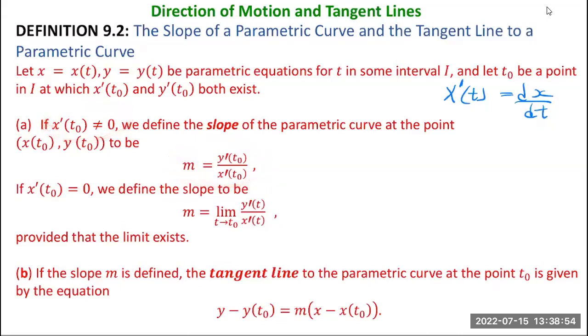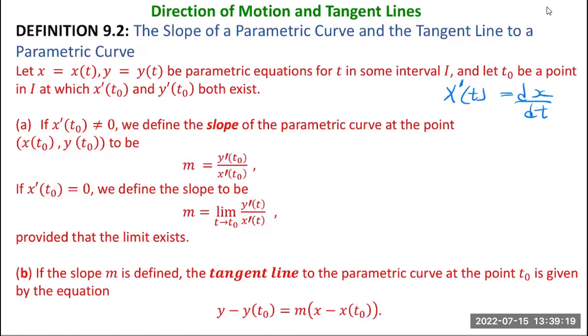But what happens if x prime of t naught is equal to 0? Then here is how you handle it. We define the slope to be m equal to, this time you take the limit as t approaches t naught of y prime of t divided by x prime of t. You take this limit to be the slope at this point x of t naught comma y of t naught if x prime of t naught is equal to 0.